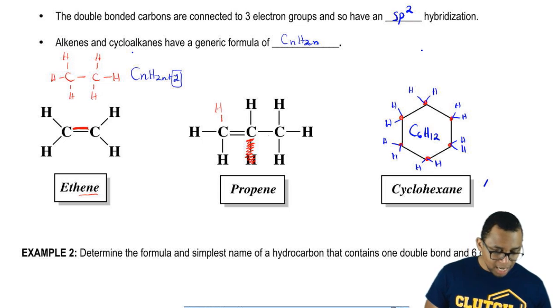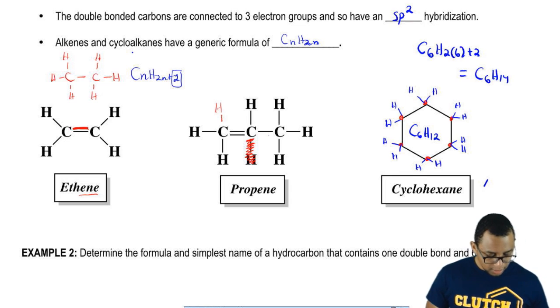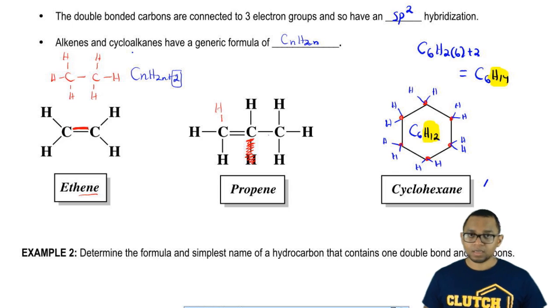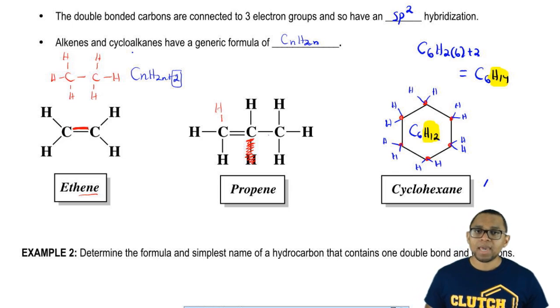Why? Because the alkane form should have been C6H(2 times 6 plus 2). So that would have been C6H14. What's the difference? We lost 2 hydrogens in order to make a ring. So when you make a double bond, you have to give up 2 hydrogens. And when you make a ring, you have to give up 2 hydrogens. That's why they have similar formulas.